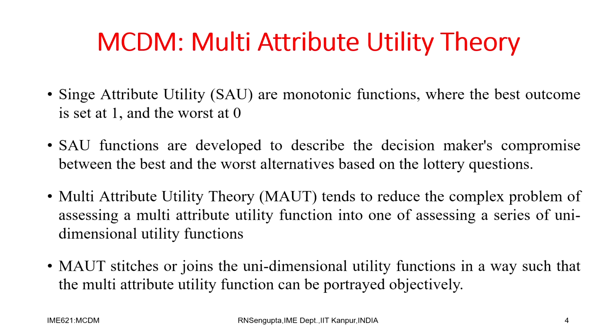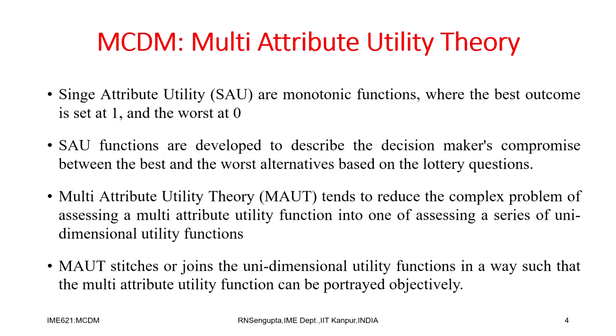So, under multi-attribute utility theory, it tends to reduce the complex problem of assessing a multi-attribute utility function into one of assessing a series of unidimensional utility functions. So, rather than have a multivariate case, we will break it down into different combinations of univariate cases, depending on how the combinations can be done. Either it can be weighted, it can be multiplied, it can be added.